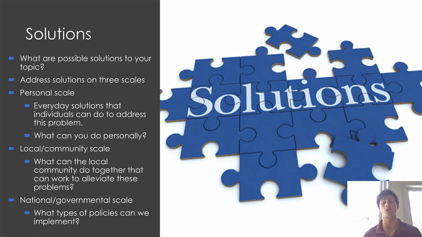Finally, look at the government or the global scale. Here, look at different types of policies that we can implement that may have had success in the past in reducing certain issues that are similar to the issues associated with your topic. Look at some different technologies. What are the pros and cons of different technologies? How can they be used to maybe mitigate some of these problems?